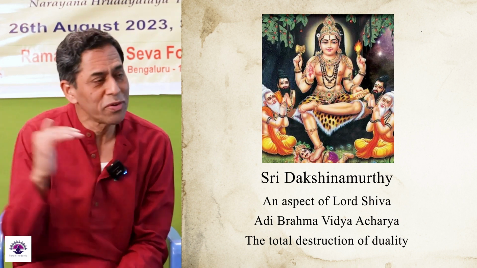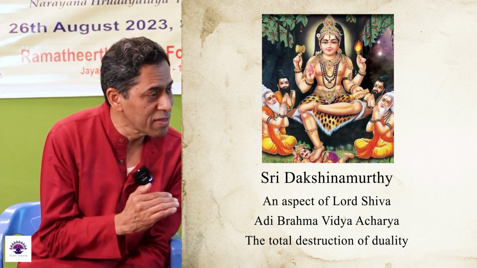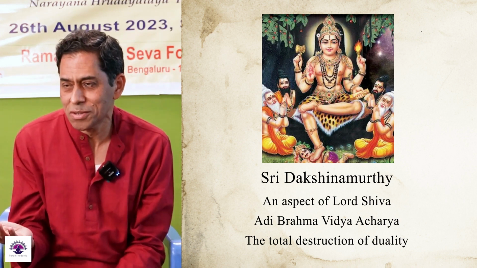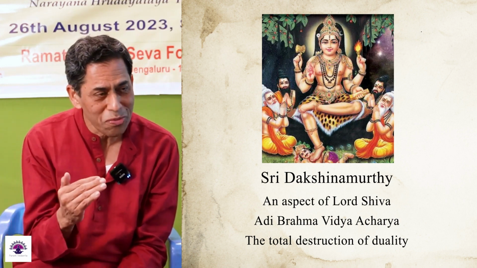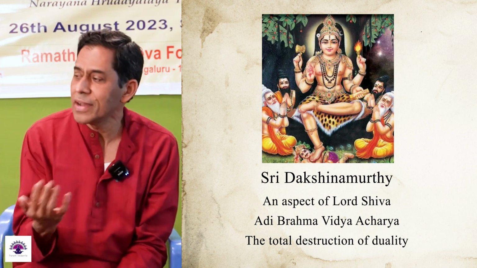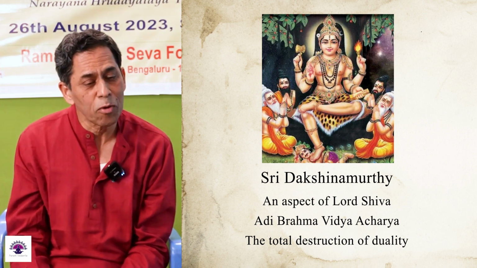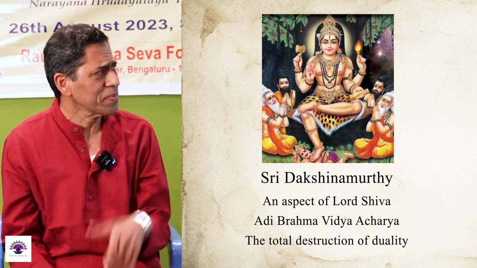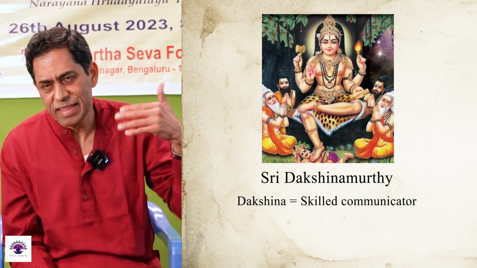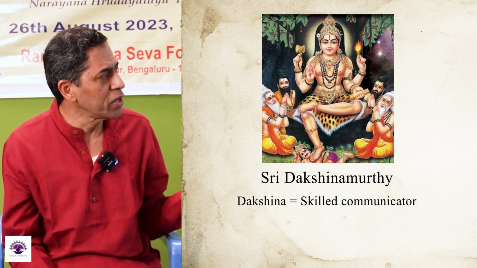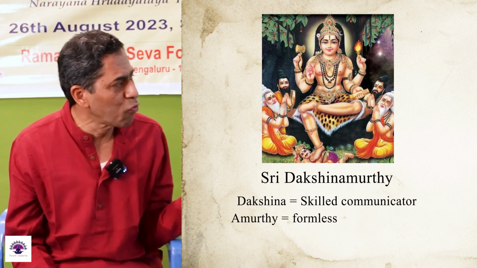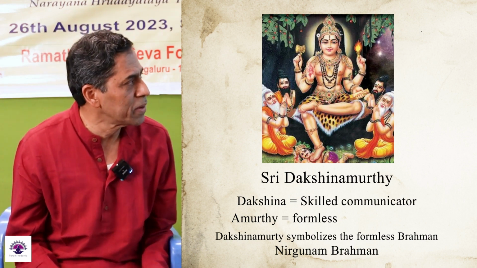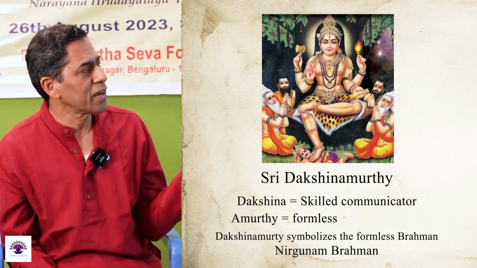In spite of differences. I see differences, but a great Mahatma will not differentiate because he knows, just like my teeth and tongue, there are different aspects about me, and so there are no differences whatsoever. The word Dakshina means skilled, a great communicator. Amurti means formless. Dakshinamurthy symbolizes the formless Brahman. And I said this is a Prakarana Grantha.